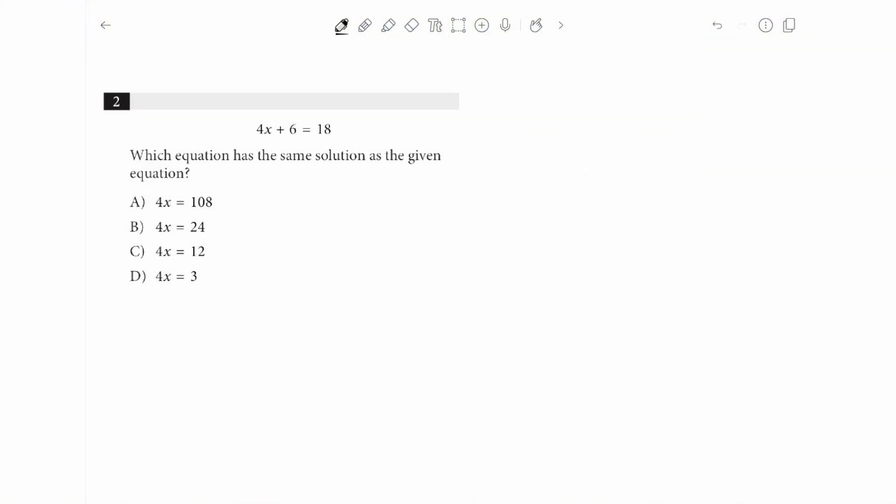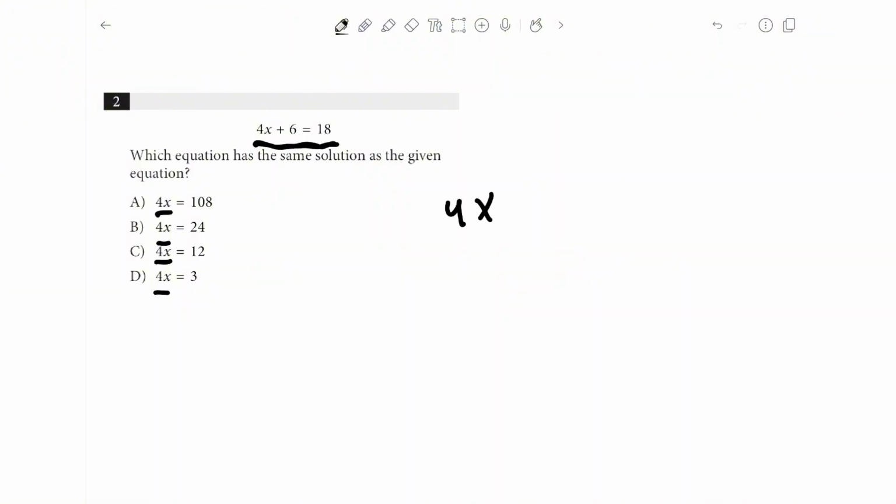Question number 2 gives us an equation, 4x plus 6 equals 18. It's asking which equation has the same solution as the given equation. So we see all these equations here are just 4x equals something. So we just have to find what 4x is. We don't even have to solve for x.